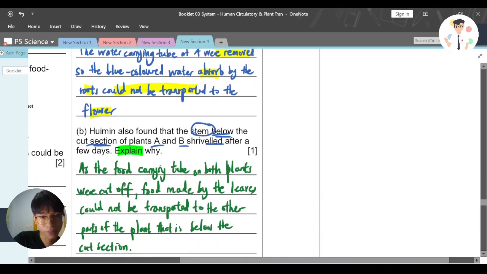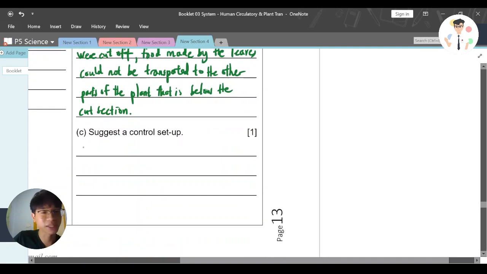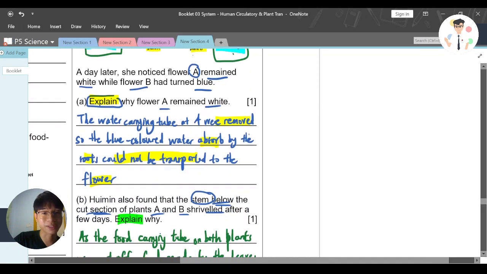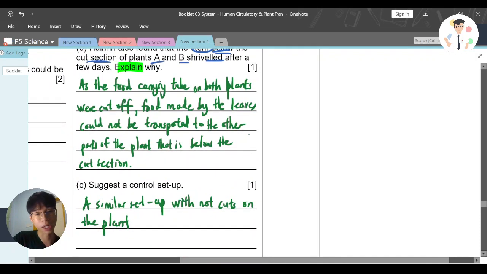Actually, I have another one, a similar setup, which means the same plant, the same water, all these things. A similar setup with no cuts, which means it's a normal plant, with no cuts on the plant. Because then I can compare whether it affects without food, and the one with food and water, does it have any difference? So the best is to have a similar setup with no cuts on the plant.